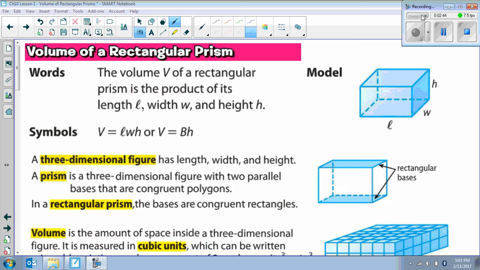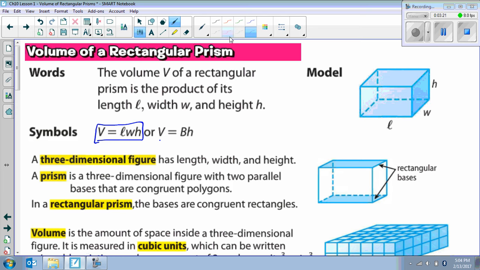All right, so the first thing we're going to talk about here, volume of a rectangular prism. Now, a rectangular prism is like a box, okay? A rectangular prism has 2 congruent parallel bases, okay? The formula for the volume of a rectangular prism is the volume is equal to the length times the width times the height, which is what we talked about in the warm-up, okay?